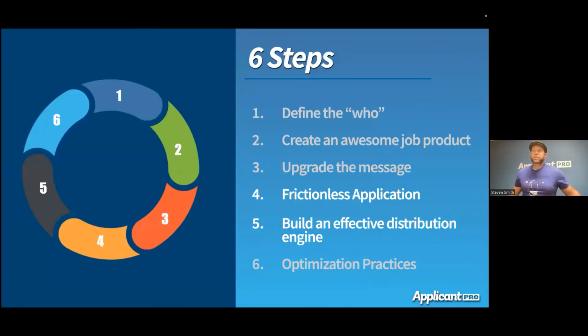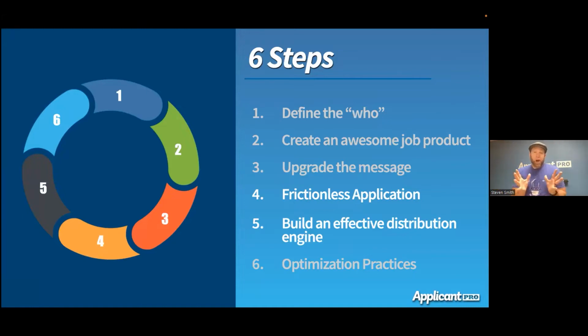So let's pick up where we left off. For the past 4 weeks, because it's every 2 weeks, we've talked about defining the who. You had a homework assignment, determining a little bit more about your position. We talked about creating an awesome job product and upgrading the message, which has a lot to do with content and making sure that the information we're putting in a job ad is something that the applicant is not only trying to find, but when applicants do their job search, they're looking for answers. And oftentimes our job ads don't always give them the answers that they seek.